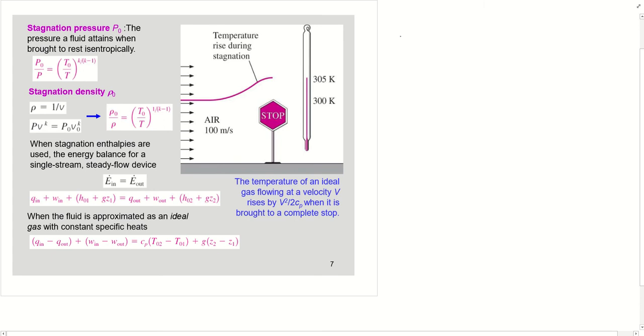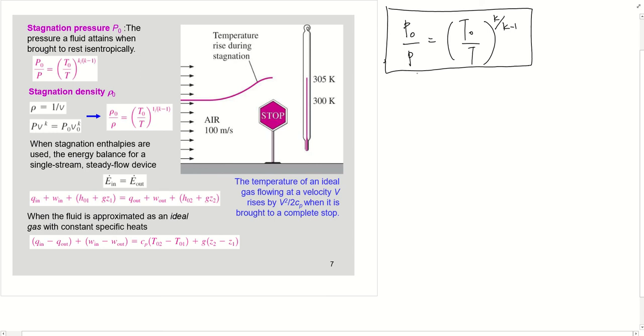Stagnation pressure is the pressure a fluid attains when brought to rest isentropically. So, recalling your thermodynamics, P0 over P equals T0 over T to the power of k over k minus 1, where k is the specific heat ratio. Okay, so this is a very important equation.